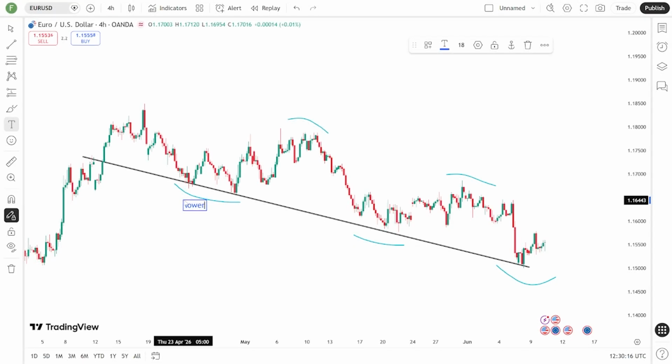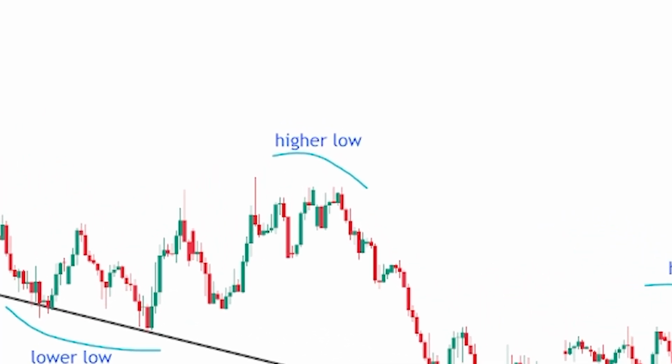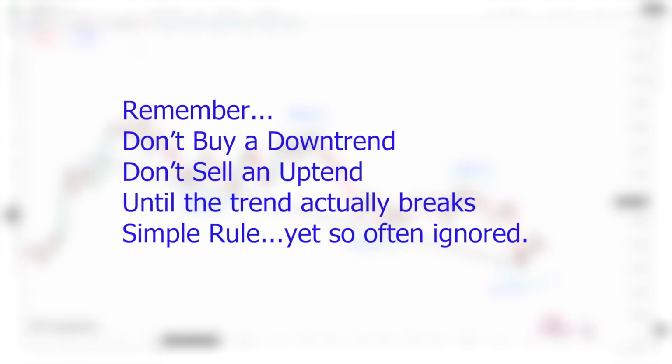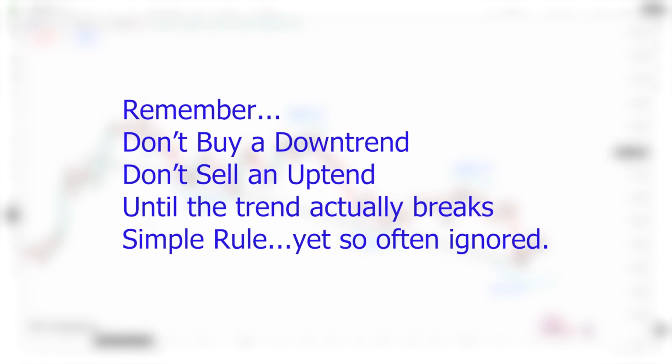Common mistake? Trading anywhere along the line. Nope, trends have rules and boundaries. Remember, don't buy a downtrend, don't sell an uptrend until the trend actually breaks. Simple rule, yet so often ignored.